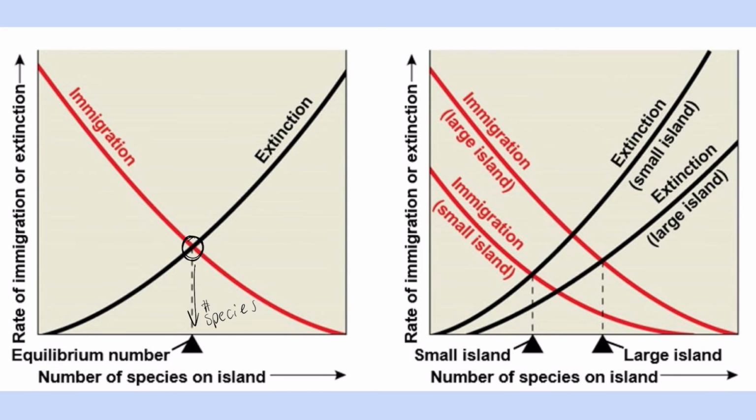If we now look at the second graph, we have a small island and a large island. This small island, we still get lots of immigration, but we also have higher rates of extinction. So our actual number of species on that island is smaller than our actual number of species on a large island.